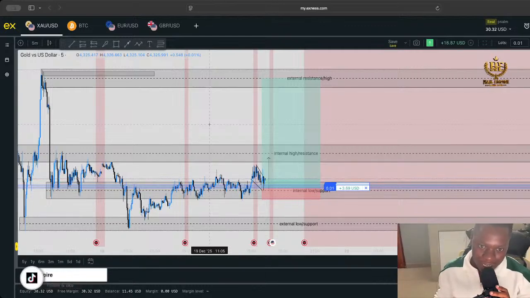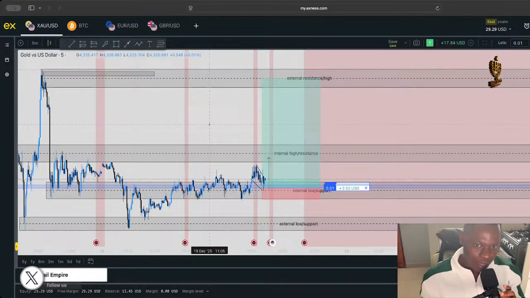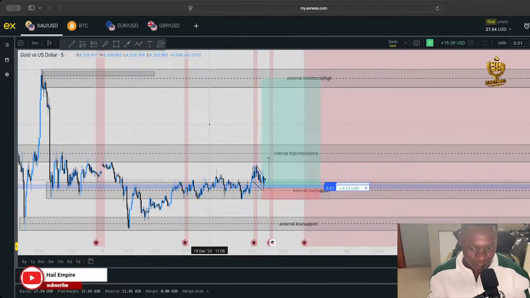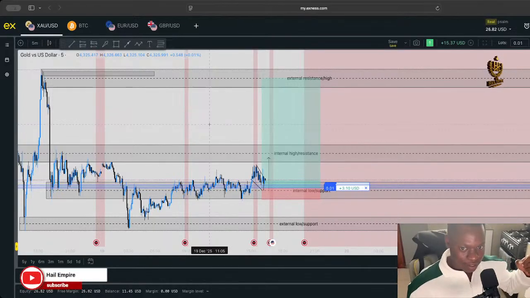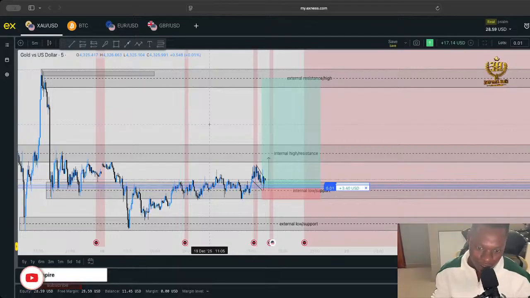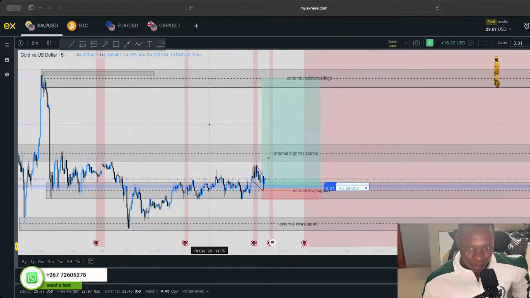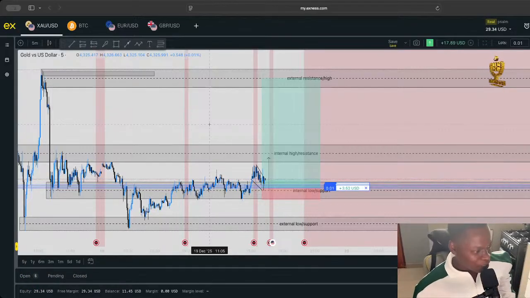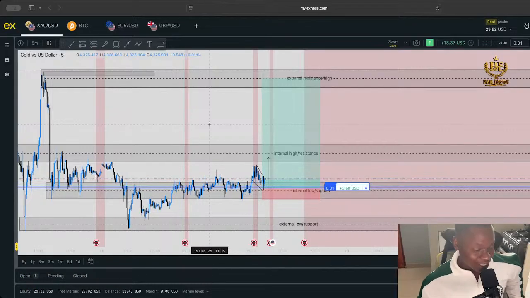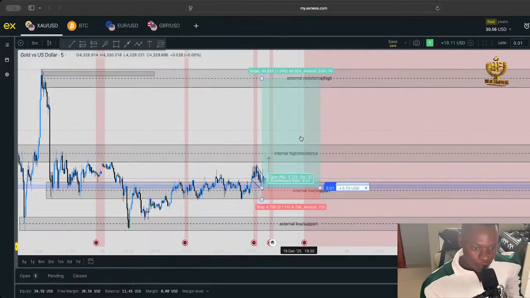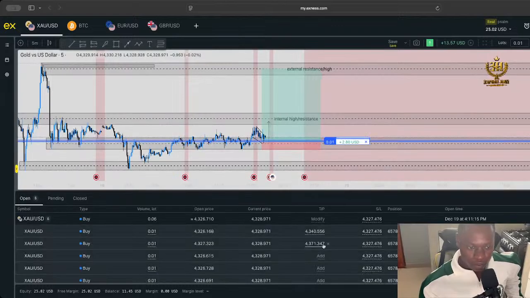$11, and now we are holding $17. The initial balance is $11, and the profit that we are holding now is $17 from $11. So we have doubled the account, and we are hoping to gain even more profits from that. Let's do this.